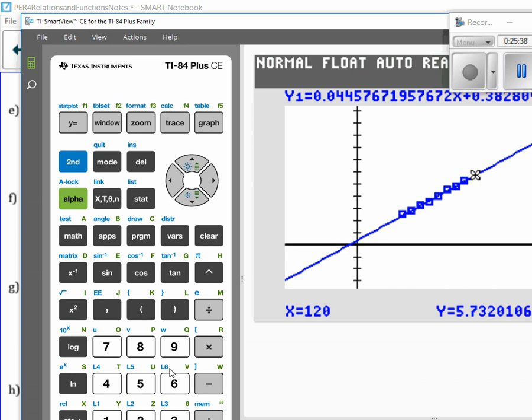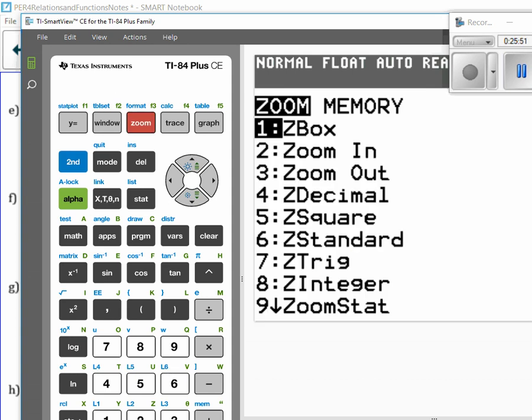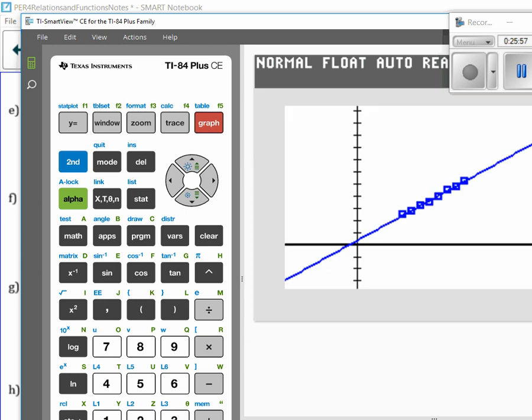Okay, so how I did this was, I need to zoom out. So it can't calculate, it was too restrictive of what the viewing window is, so I had to zoom out. So I went to zoom, and then the number 3 to zoom out, and then I just pressed enter, okay? So then my zoom out made it look like that. Then what I did was I went to second calculate value, x equals 120, and I got 5.7.